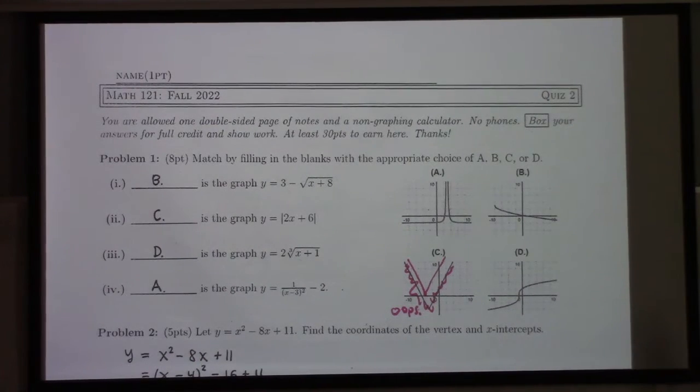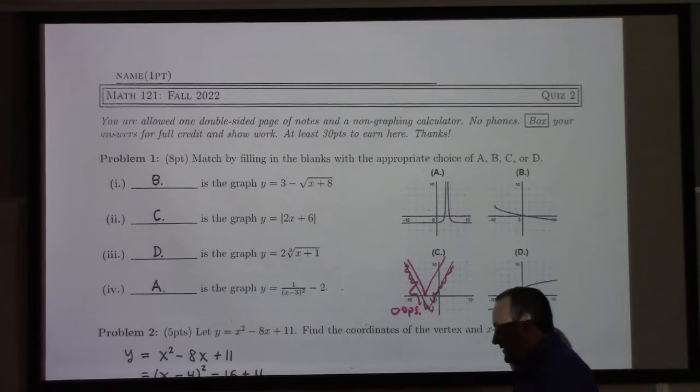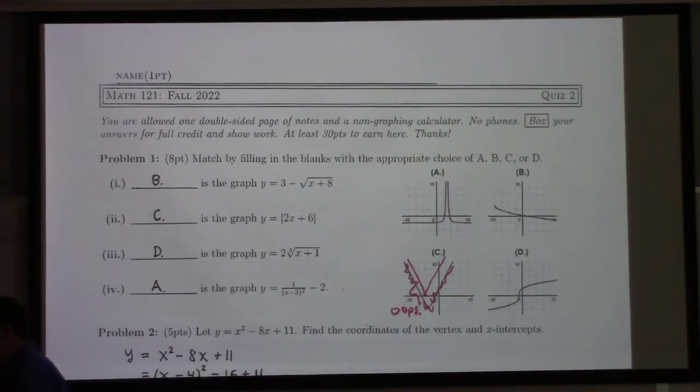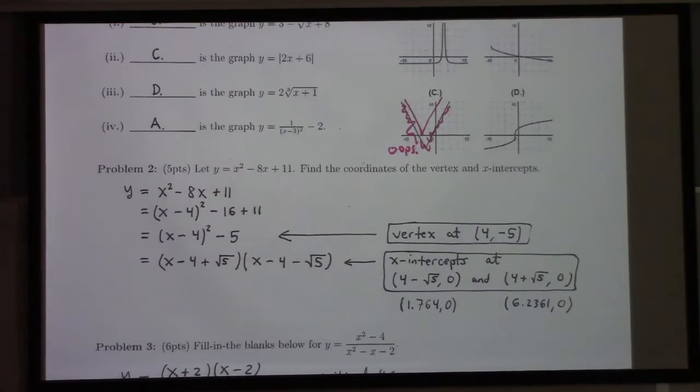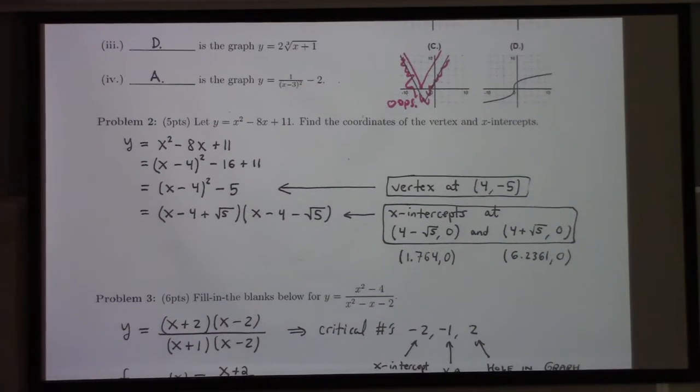I like this problem format. I can test a lot on this problem without using up much space on our test, and I really want to make the test short, so it helps me. It helps me cover a lot of material at the same time, not making you write too much. So it's good in that way. All right, going on here. Problem 2. We had a lot of problems with problem 2.